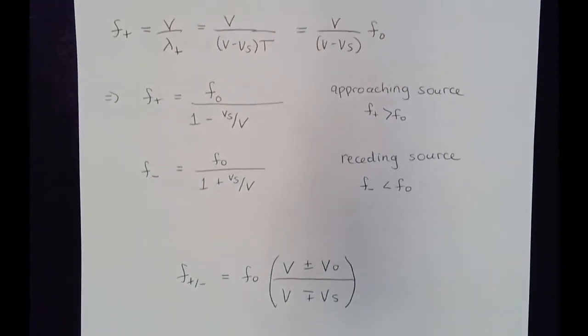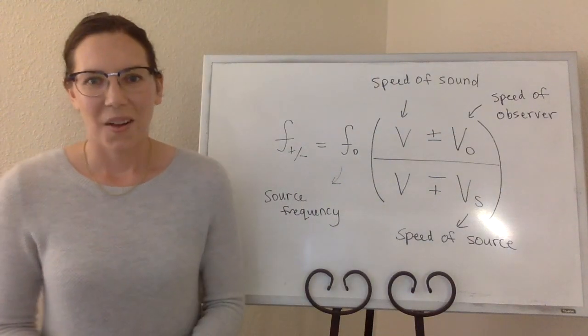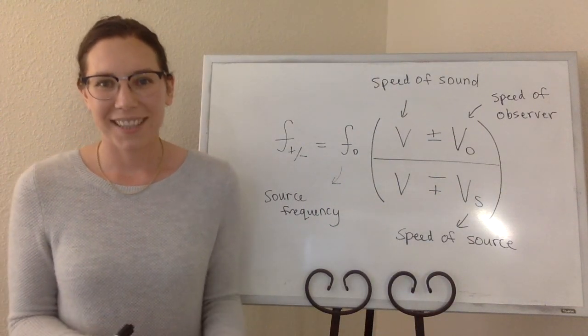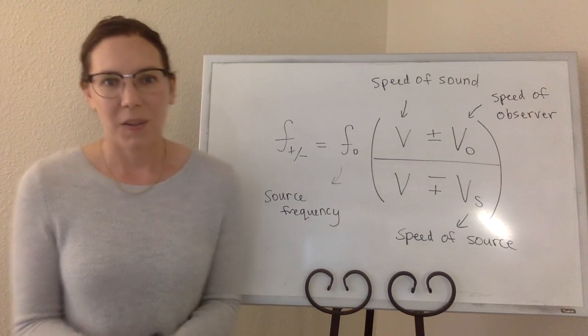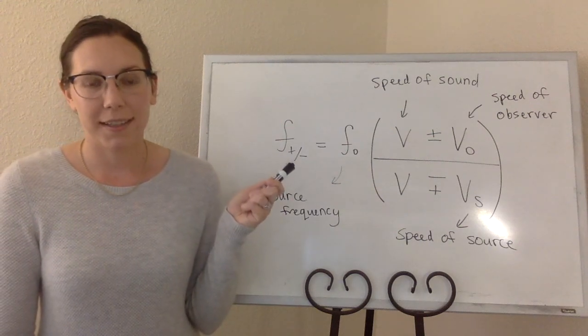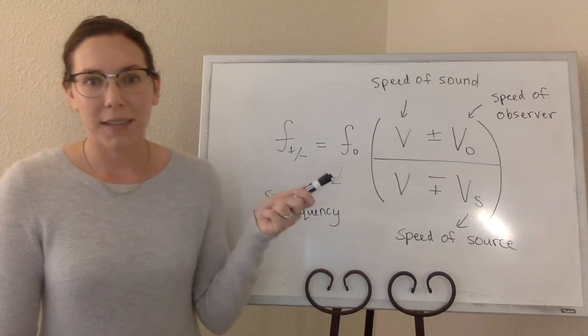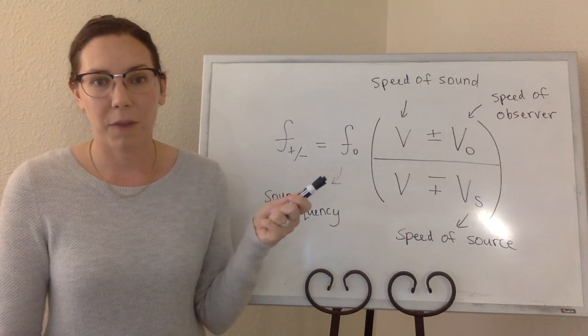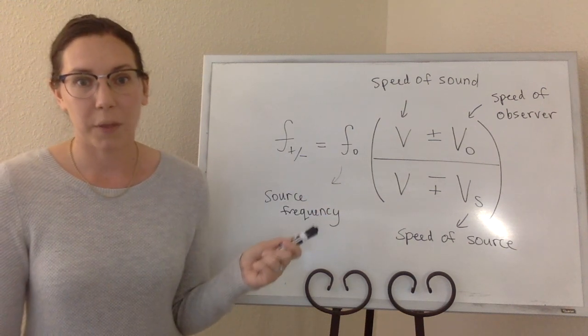I've just written again the formula here so you can see that we can combine all of this into one formula, and I'll talk about the signs for this in a second. Okay, let's put all of this together in one equation that also accounts for both the source and the observer moving at the same time. So we have f plus or minus, which just indicates the perceived frequency by the observer, or the Doppler frequency, equals f naught. I'm going with the notation from the textbook in case anyone's using that. So f naught here is the source frequency.